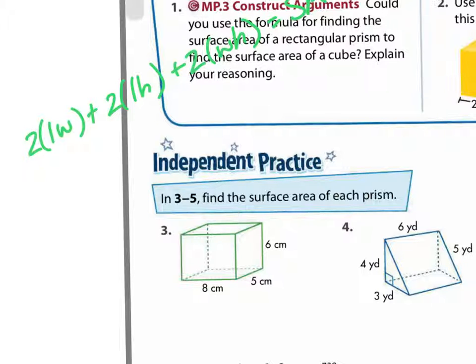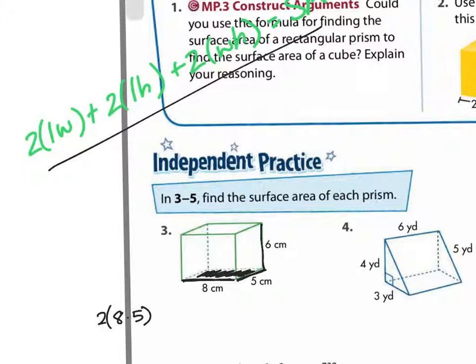So let's do number 3 together. In this example, I'm going to use the formula to figure out the surface area of this shape. Okay, so my length is 8 centimeters, my width is 5 centimeters, and my height is 6 centimeters. I'm just going to follow this formula right here, and I'm going to write an equation for the surface area of this shape. So I need 2 times my length times my width, so 8 times 5. And you can figure out why we would need 2, because there are actually 2 of those same pieces that we're trying to find the area for, which is this piece right here, 8 times 5.